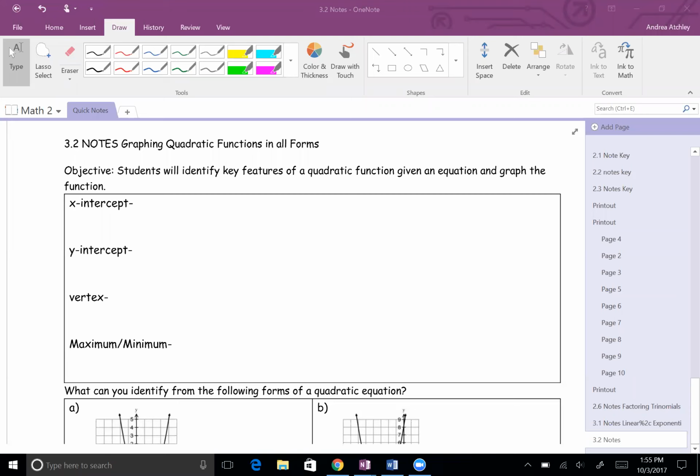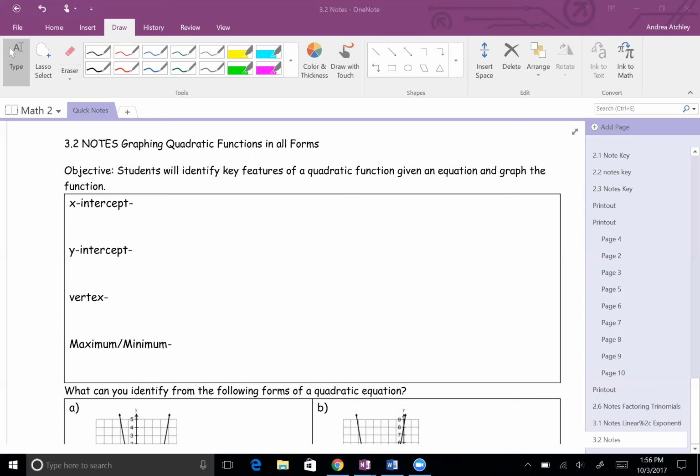Okay, so 3-2 is about graphing quadratics. Our goal here is to identify key features of a quadratic function given an equation and the graph of the function. We're going to be given all three of the equations in different forms and graph it. Before we do that, we want to just review some of these ideas.